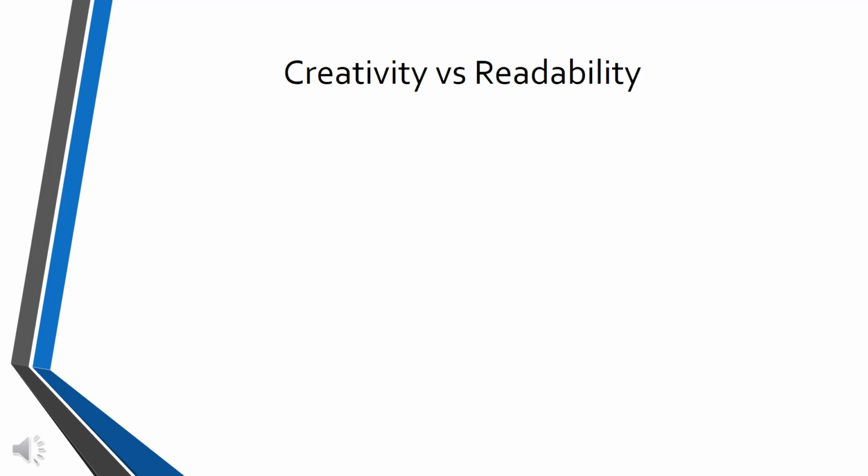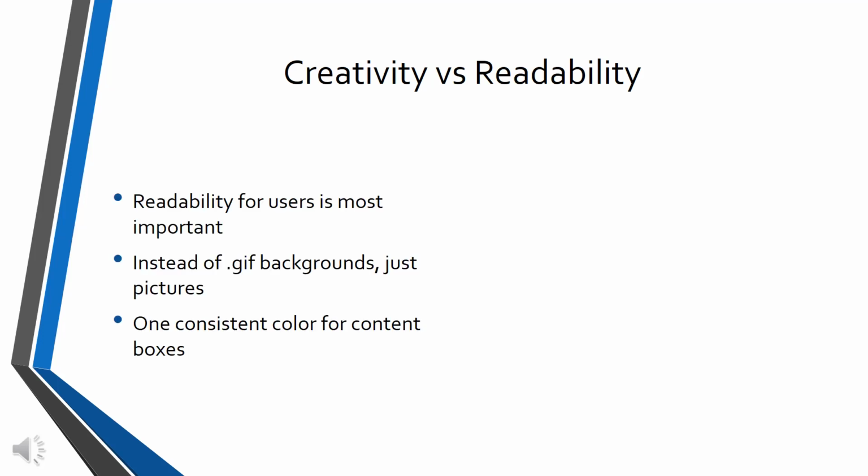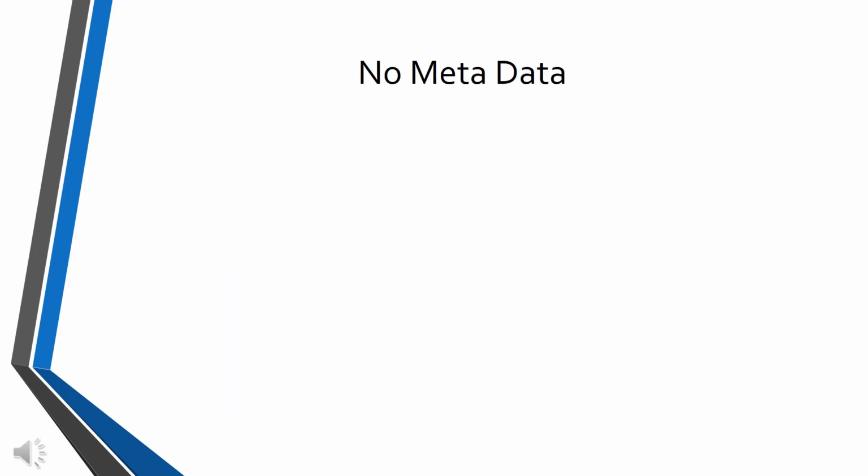The School of Art website's creativity is one of its best features. It calls attention to what the school has to offer, but we have to keep the user's needs ahead of everything else. We suggest removing the GIF backgrounds and creating a style guide of the color boxes to ensure that the website has consistency and readability.